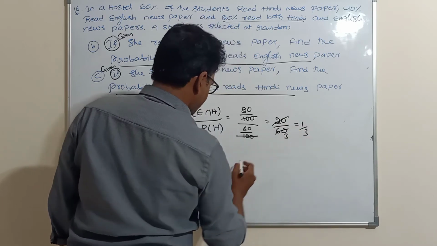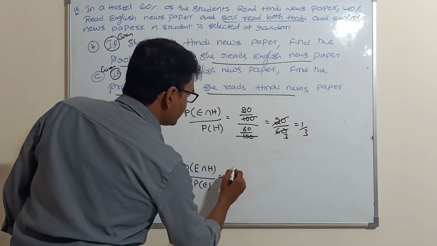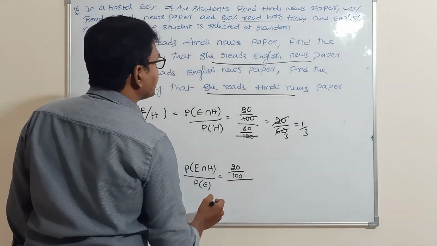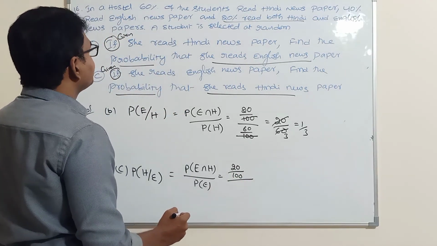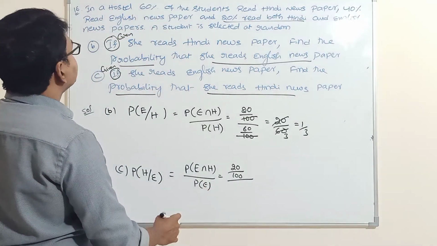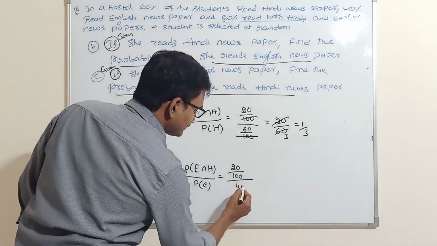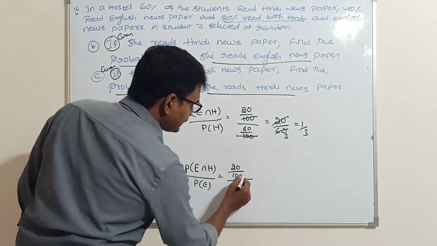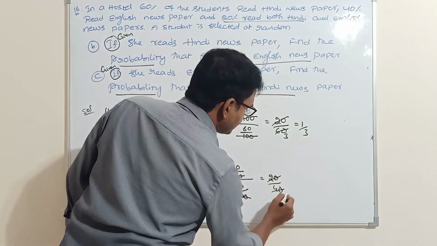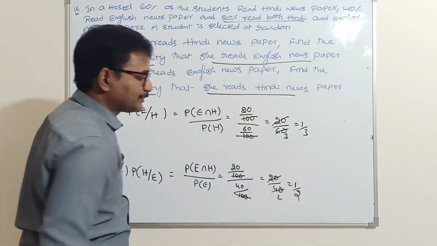1 by 3. Here also, probability of reading both means 20 by 100, by probability of reading English newspaper, which is 40%, 40 by 100. 100 gets cancelled. 20 by 40. That means 1 by 2 is the answer for the third problem.